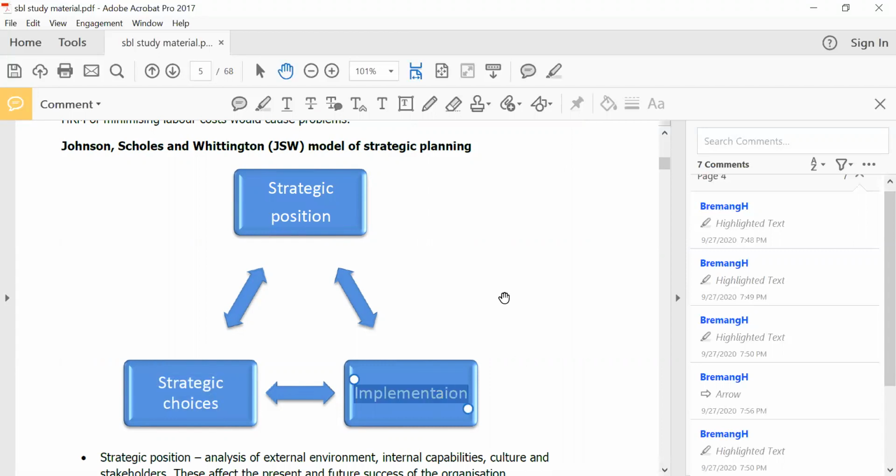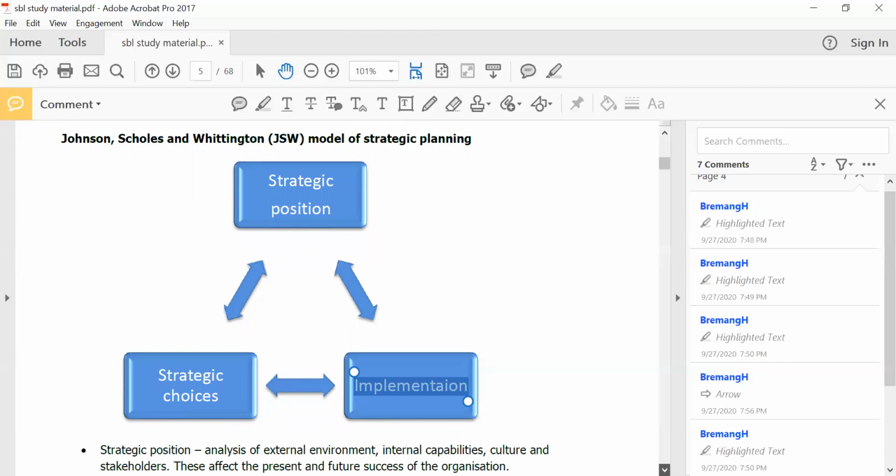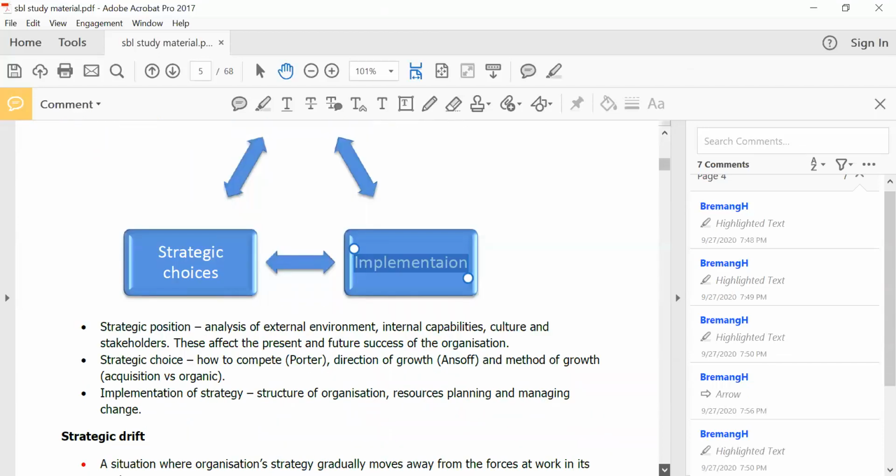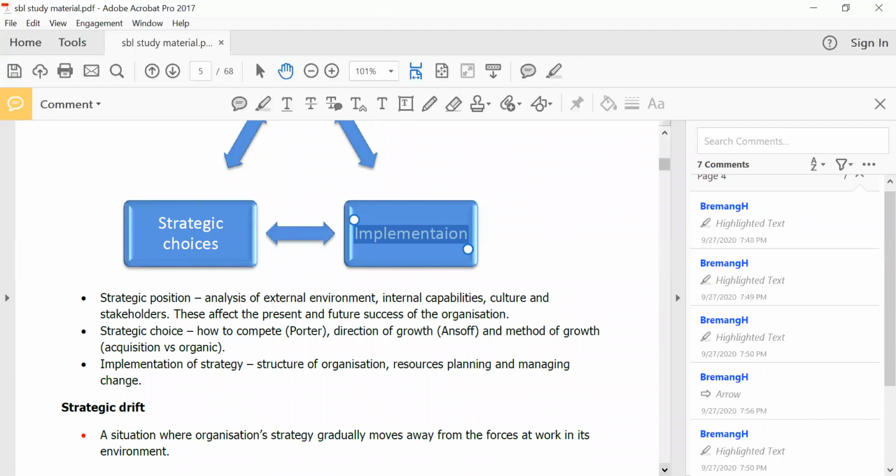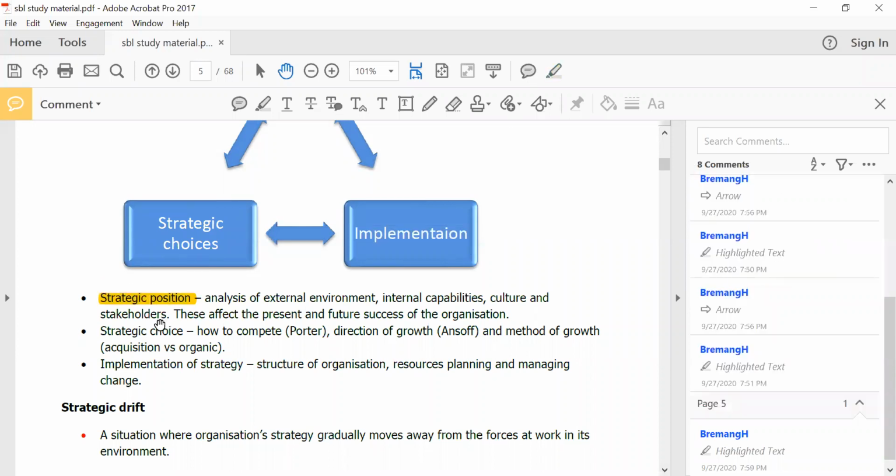So according to Johnson, Scholes and Whittington, these three guys, they are saying that if you want to come out with strategic planning, you are to look at it from three main areas: strategic position, strategic choices, strategic implementation, right? It is important for us to look at each in turn, understand, so that we can move on. Strategic position. Strategic position. What do you mean by a strategic position?